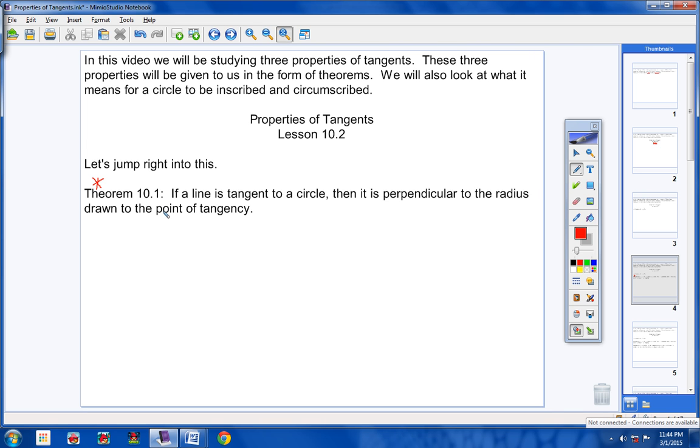If a line is tangent to a circle, then it is perpendicular to the radius drawn to the point of tangency. Please copy that in your notes. If a line is tangent to a circle, then that line is perpendicular to the radius drawn to the point of tangency. It's a little confusing. Probably a lot of you understand what it's saying. Some of you might not. So I'm going to give you a picture here in just a minute and explain this to you very well. Please copy this down.